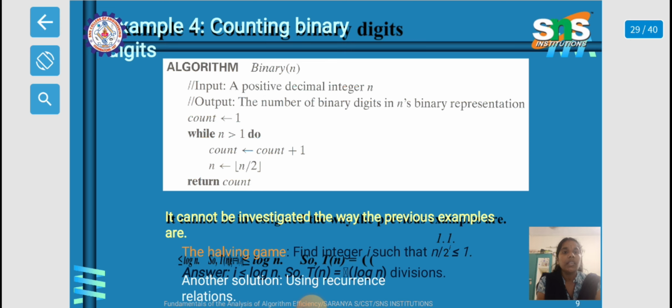It cannot be investigated in the way of the previous examples. Having the integer I such that n divided by 2 is less than or equal to 1, I is less than or equal to log n, so the C of n is less than or equal to log n. So the T of n is equal to summation of the log of n divisions.